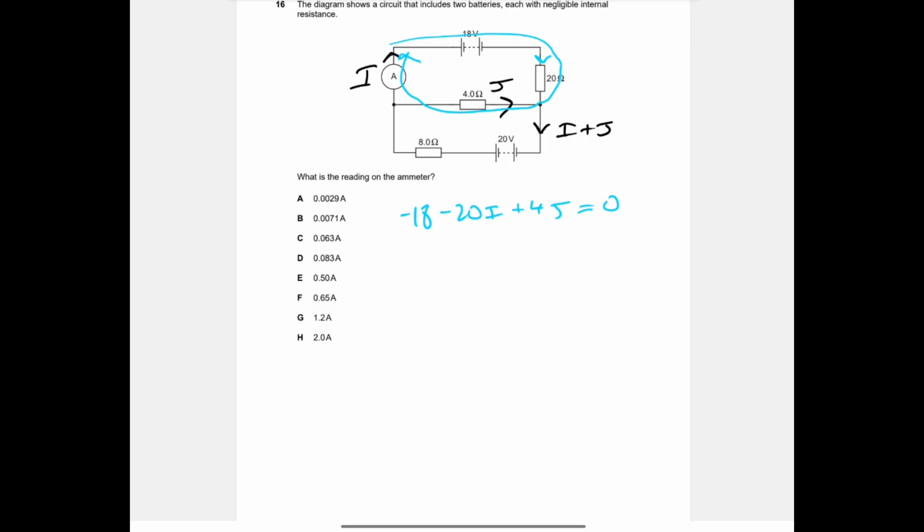And now the second loop, let's do this loop. So that's going to be minus 4j.